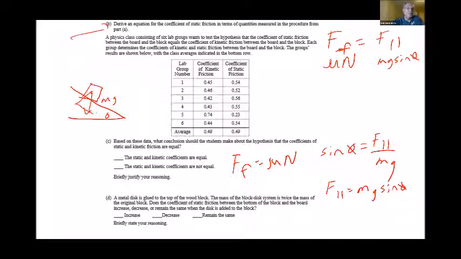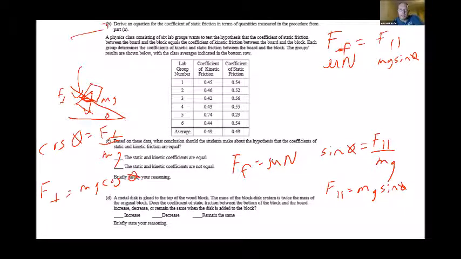The normal force is equal but opposite to this perpendicular component of the weight. So I'm going to find that perpendicular component of the weight by using cosine. The cosine of my angle theta, which is right here, is equal to that adjacent side, which I'm going to call F perpendicular, over my hypotenuse, which is the weight. So F perpendicular is equal to mg cosine theta.